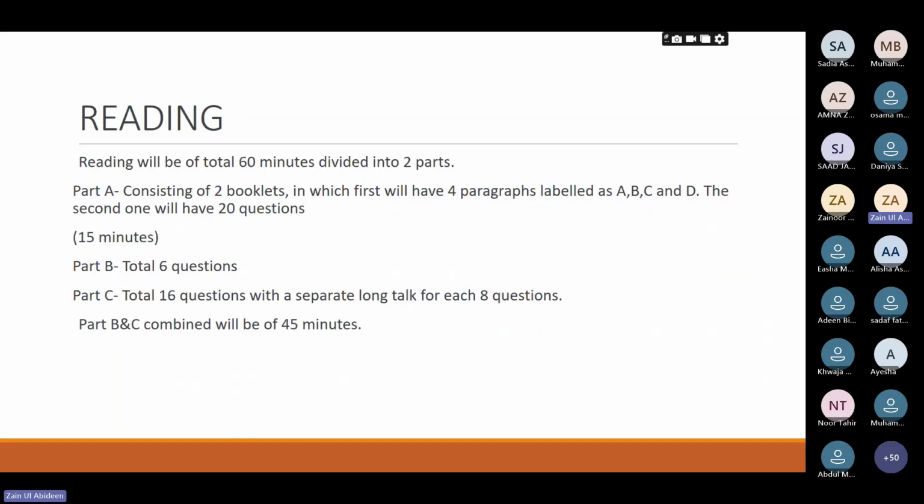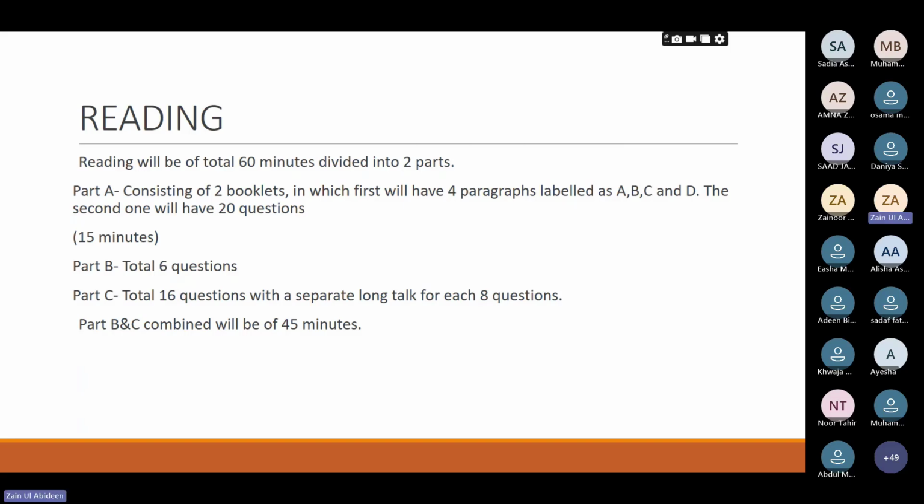So let's come to the reading part. The reading part, as I mentioned before, is going to consist of 3 parts: Part A, B, and C. Part A is going to consist of 2 booklets. One booklet is going to contain 4 paragraphs, A, B, C, and D, and the second booklet is going to contain 20 questions.